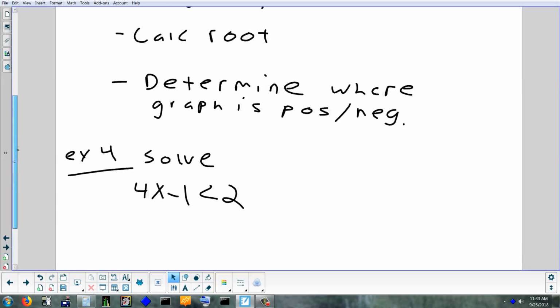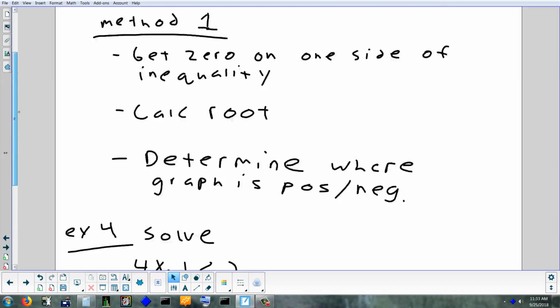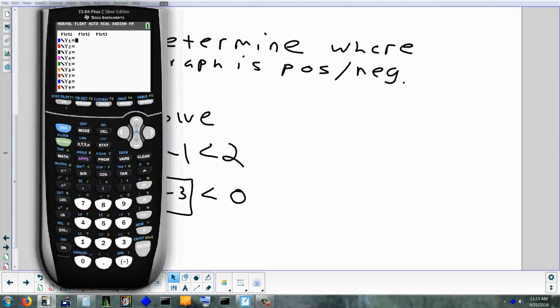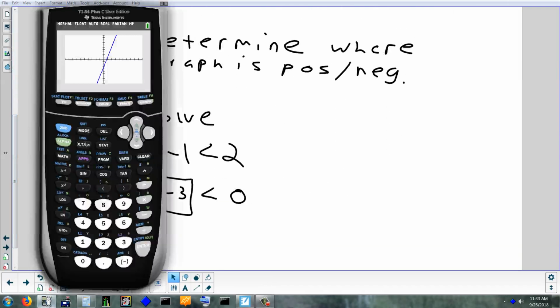So I'm going to rewrite this as 4x minus 3 is less than 0. Now what we're going to do is type it in on the calculator and put all of that in y1. 4x minus 3. Now you can't do it as an inequality, so we're just going to put it as y equals 4x minus 3. That's fine. But we're going to be looking for where that graph is less than 0. Where is that graph below the y-axis?